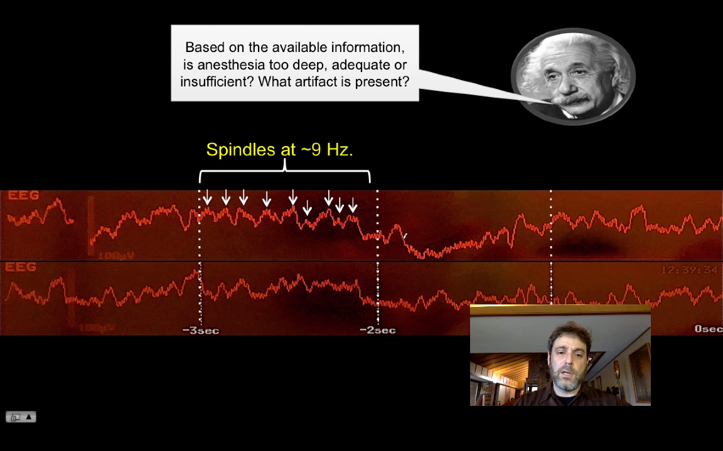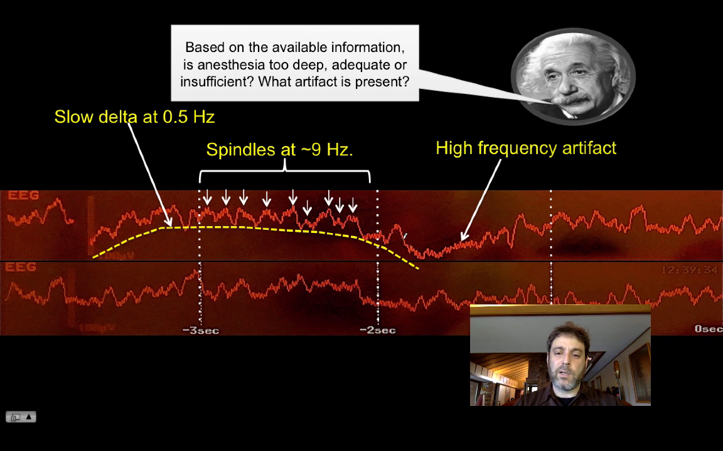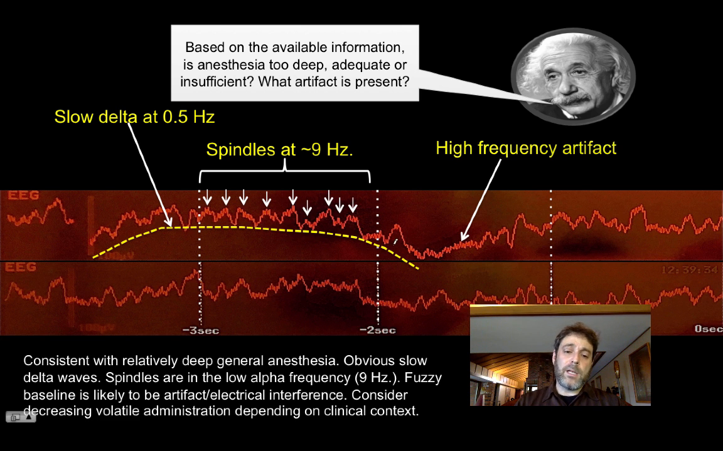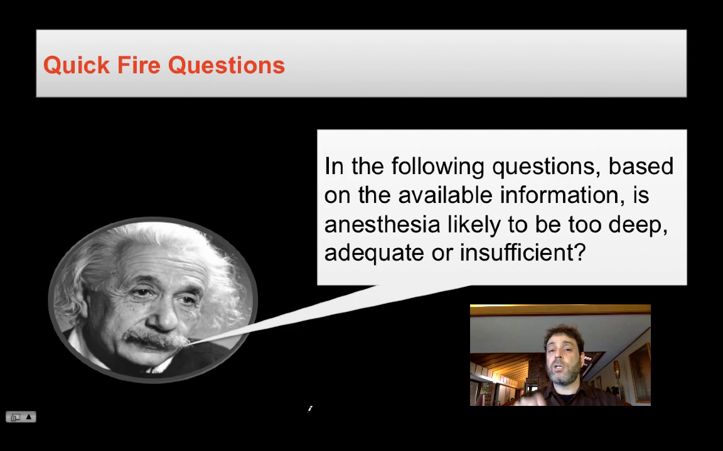So there you've got the spindles at 9 Hertz and delta wave at about half a Hertz, and the artifact to which I was referring. It's consistent with relatively deep anesthesia, but the fuzzy baseline is probably artifact. So if consistent with our clinical context, we might consider decreasing our volatile anesthetic administration, but this must take into account what else is going on clinically, what the hemodynamics are, etc. Although I don't like treating hemodynamics with anesthetic agents.